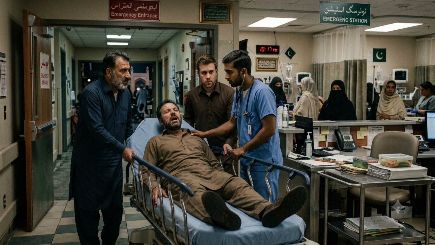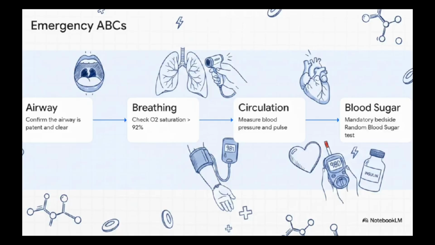As with any emergency case, you begin with the ABC approach. First, you assess the airway and confirm that it is patent. Next, you evaluate breathing by attaching a pulse oximeter to check oxygen saturation. If the oxygen saturation is below 92%, supplemental oxygen should be administered. If it is above 92, oxygen may not be necessary. You then assess circulation by measuring the patient's blood pressure and pulse.